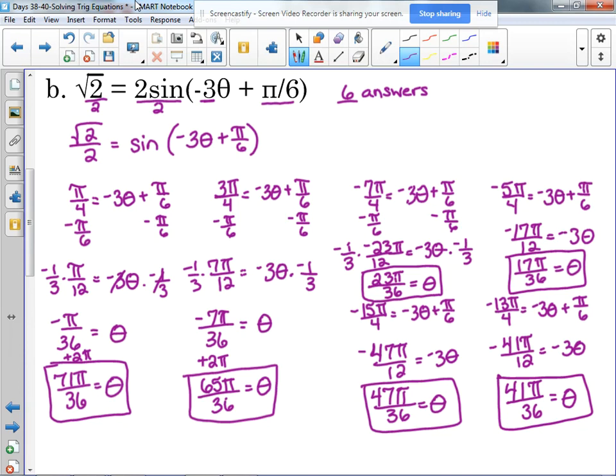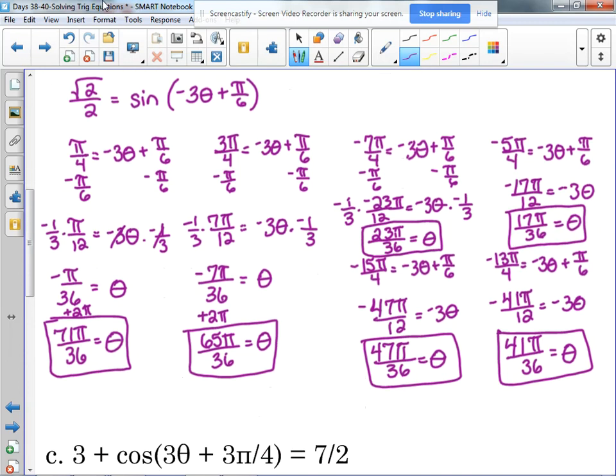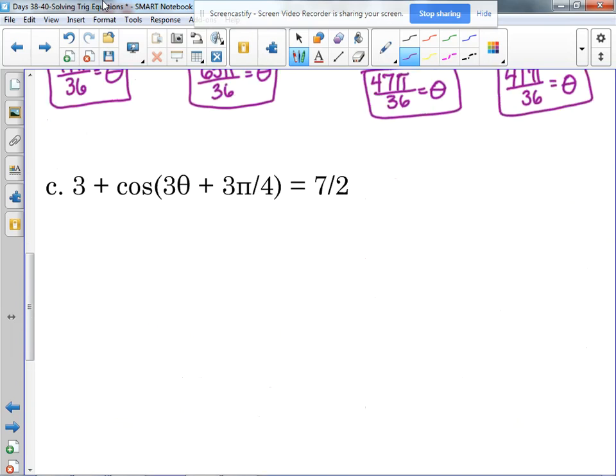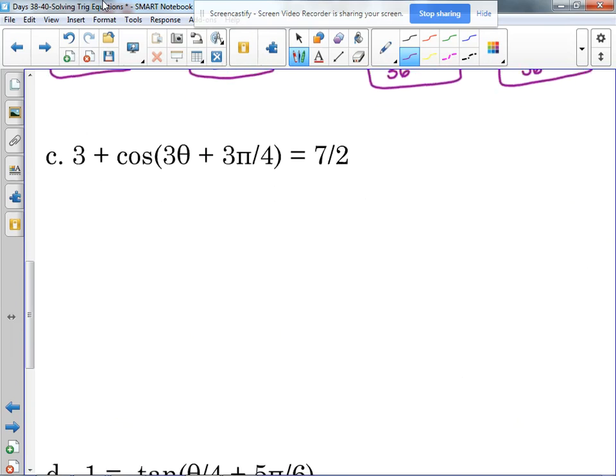Okay, so I don't know about you, but I feel pretty accomplished when I see work like this on my paper. I feel like I really did something. So hopefully you feel just as satisfied. All right, let's do another one, okay? Because I know these are the ones that tend to trip people up the most.